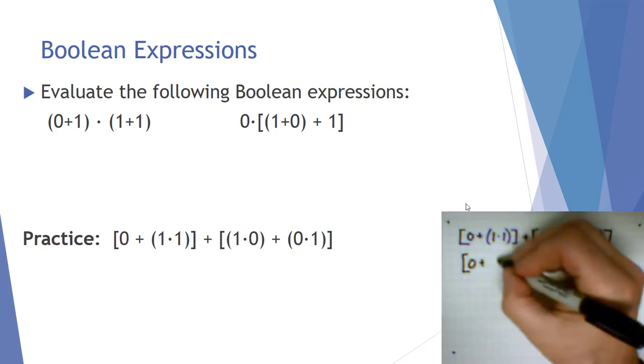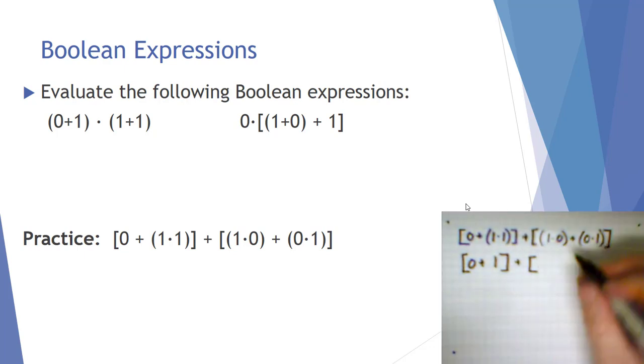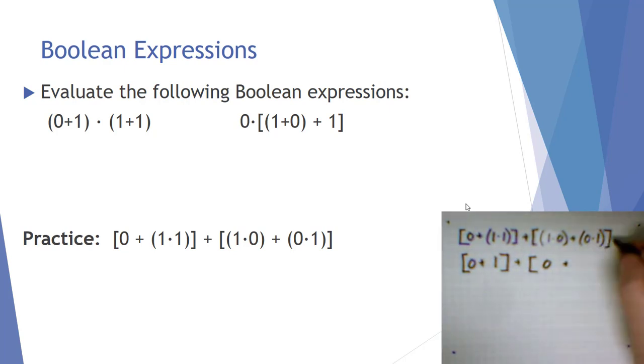In Boolean algebra, 1 times 1 is 1. That takes care of that parentheses. In Boolean algebra, 1 times 0 is 0. And 0 times 1 is 0.